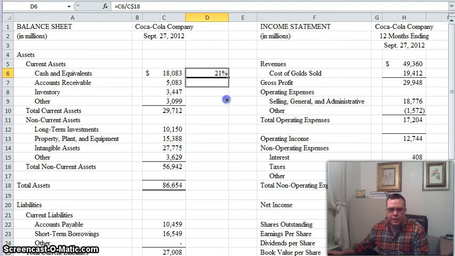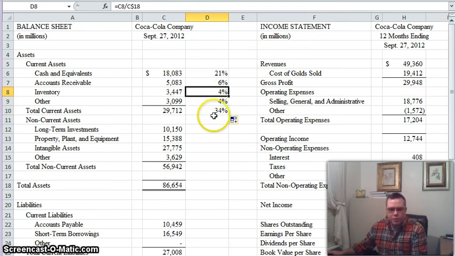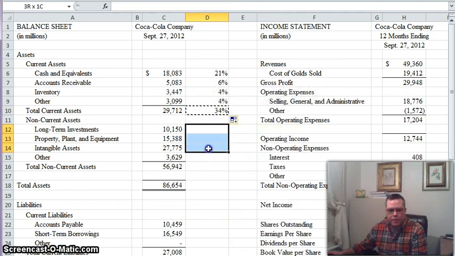I'm going to drag this down, and you can see how much of their total current assets make up 34% of their total assets. Inventories, for example, are 4%. So 4 cents of every asset you own is in inventory.